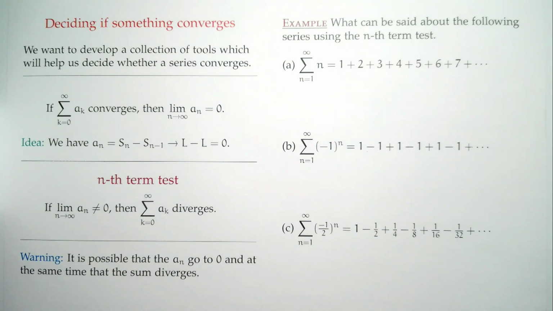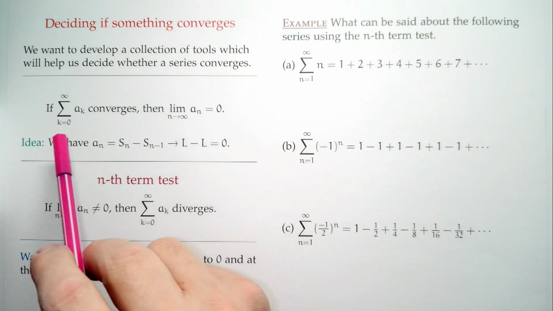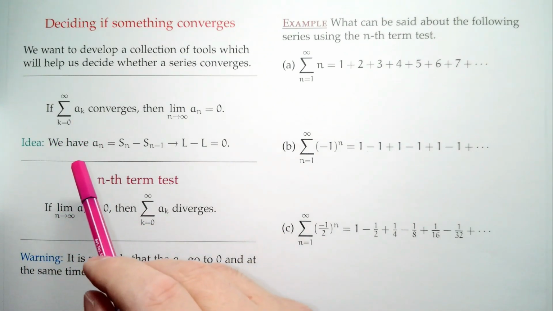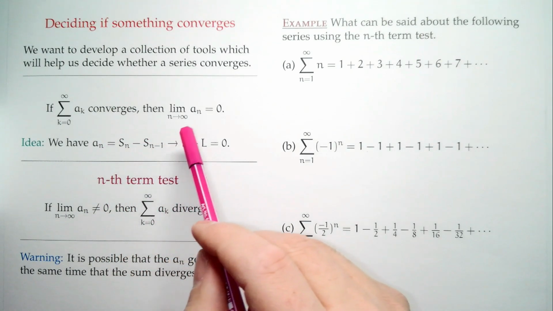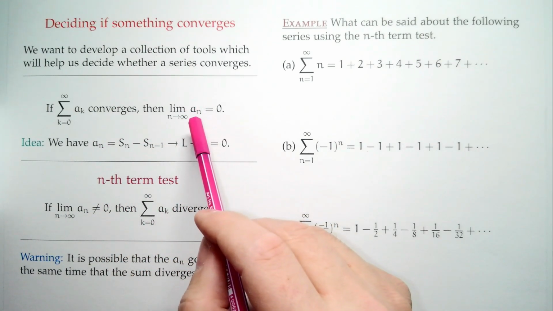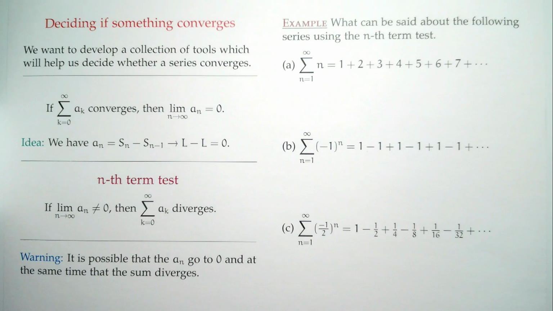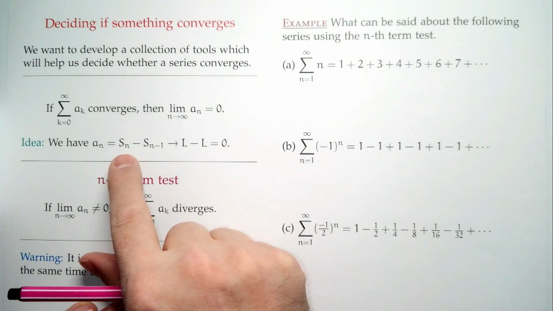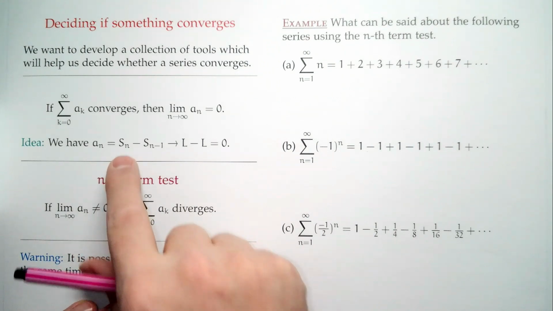So let's start with a really simple observation. Let's suppose that the sum converges. In other words, we can find an answer. The claim is that if I look at an individual term, it has to go to 0. Now, why is that? Well, if you think about what's happening here, remember, this is our partial sums. And we're writing it in a slightly different way.